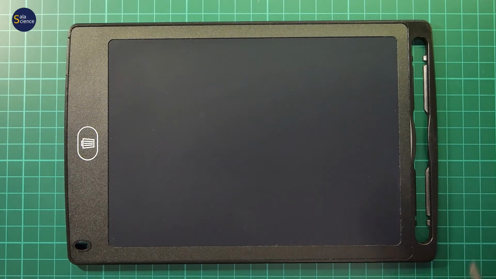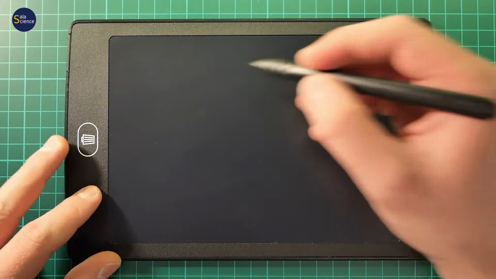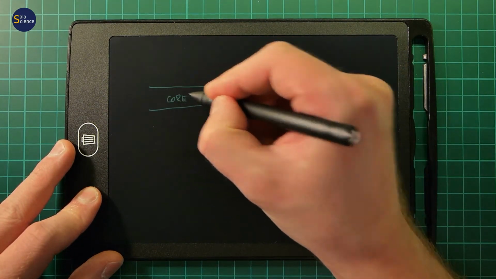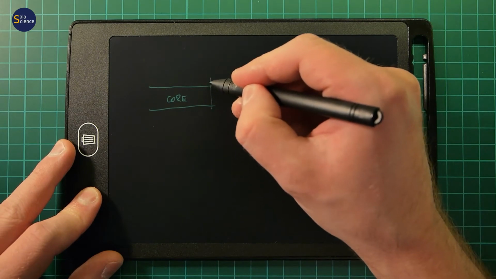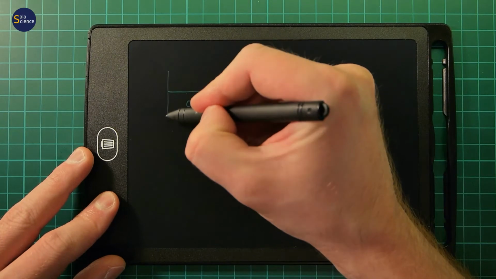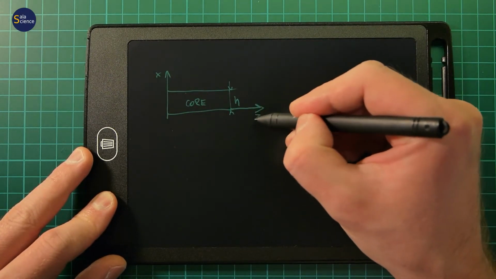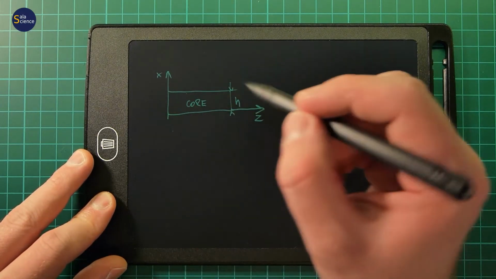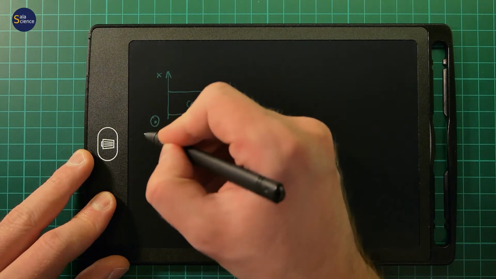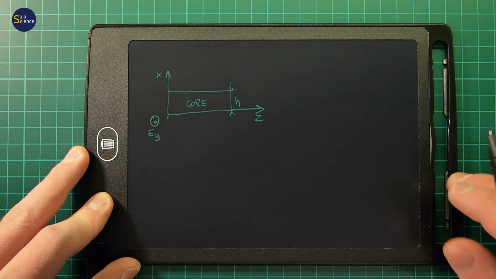Hi, today I will talk about the shape of the modes in planar waveguides. Let's consider a planar waveguide with a core whose thickness is h. Here is x, here is z, and the electric field is along the y-axis. Here is E_y, so it is perpendicular to the xz plane.